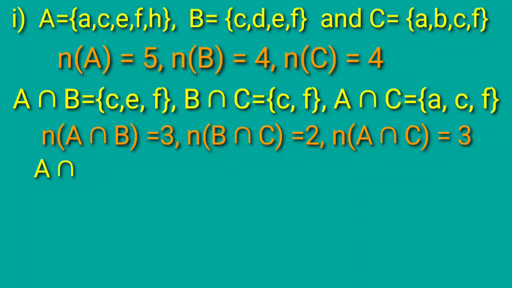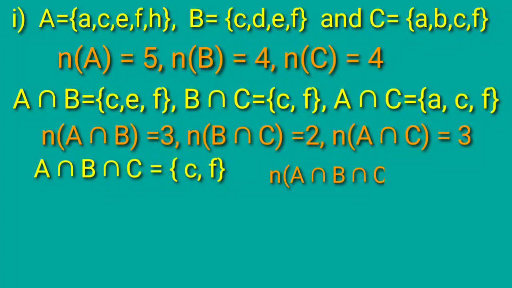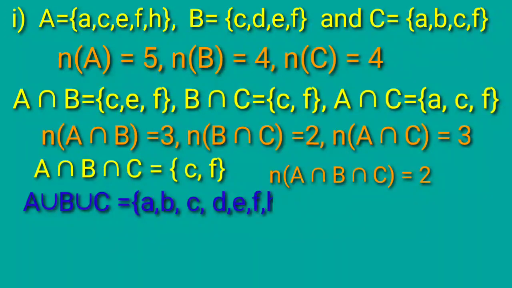Next we are going to find A intersection B intersection C. Here the common elements between these three sets are C and F. So n of A intersection B intersection C is equal to 2. Now for the left hand side we are going to find A union B union C, which is A, B, C, D, E, F and H. So n of A union B union C is equal to 7.